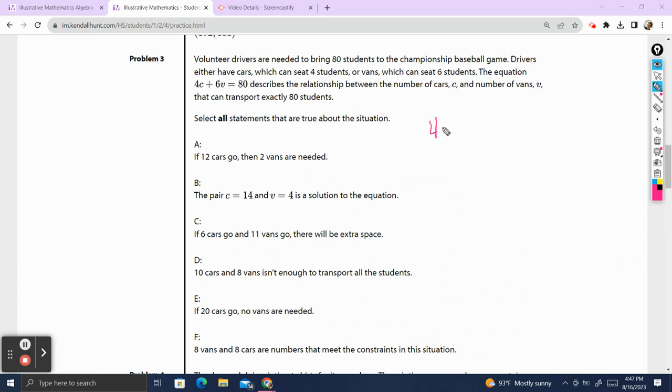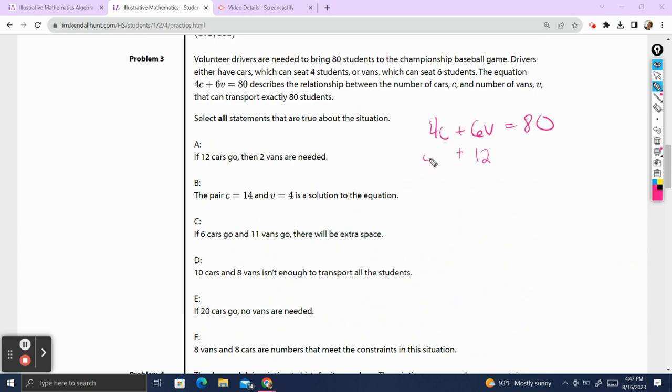So 4c plus 6v is equal to 80. We have 80 students total. If 12 cars go, then 2 vans are needed. So if we have 2 vans, that means we have 12 students. And then how many cars are we going to need?